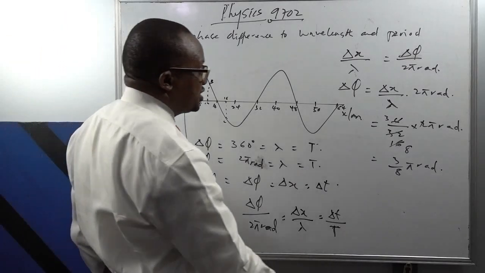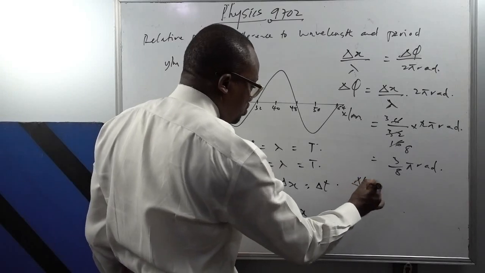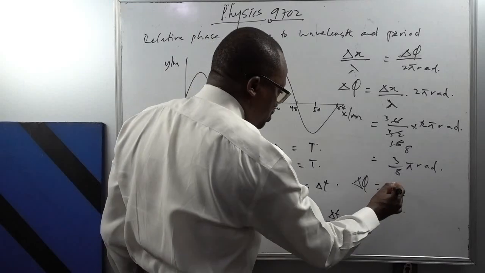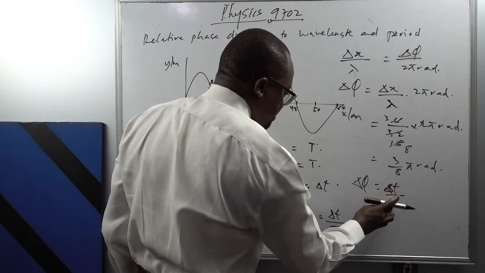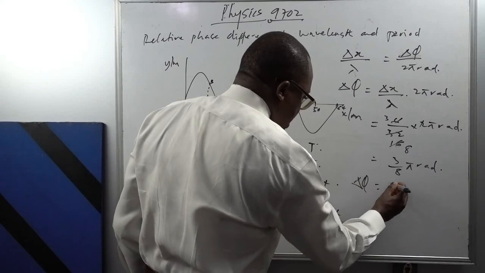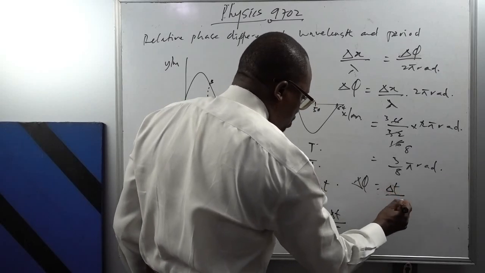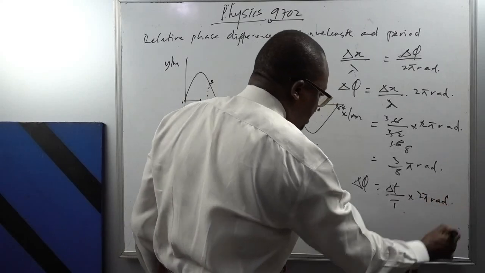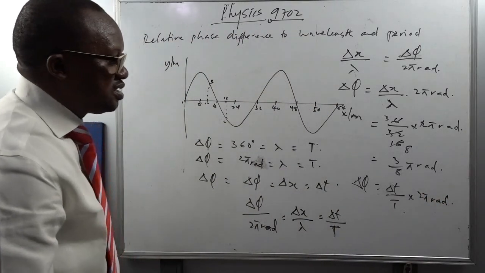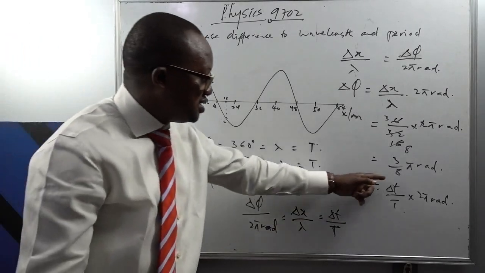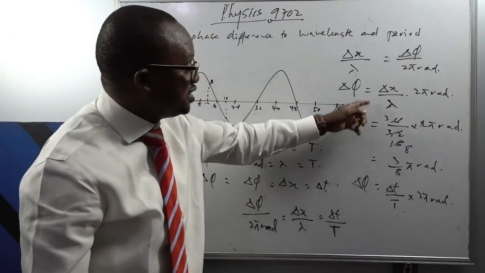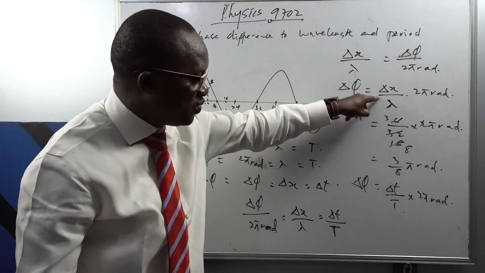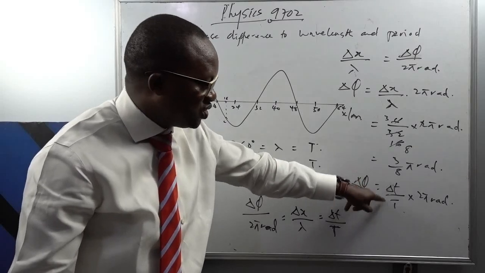So I can now express the phase difference as the time difference between the two positions over one period multiplied by 2 pi radians or 360 degrees. That will give you the phase difference in terms of period or phase difference in terms of wavelength, because we have been able to express the distance shift as a fraction of one wavelength or the time shift as a fraction of one period.